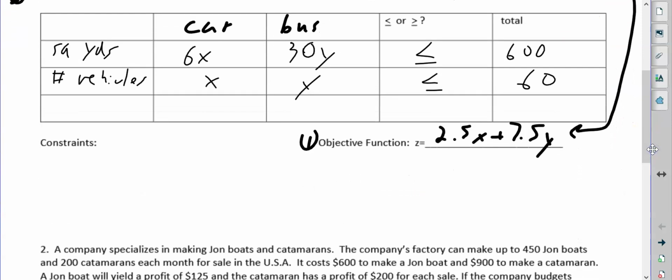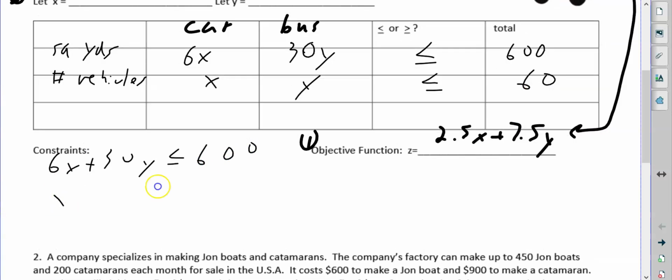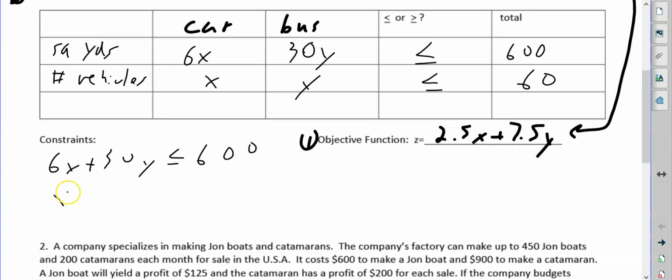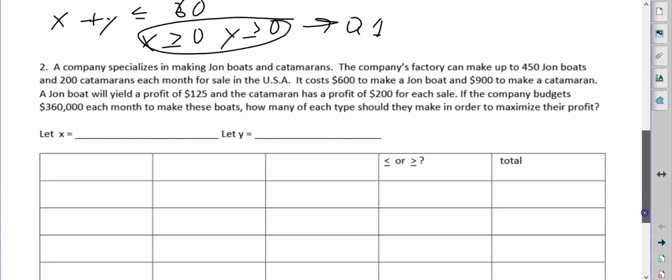And that's it. Now we just write 6x plus 30y less than or equal to 600. X plus y less than or equal to 60. And don't forget these two. X is greater than or equal to 0. Y is greater than or equal to 0. That puts us in quadrant 1, the real world. And that's it.